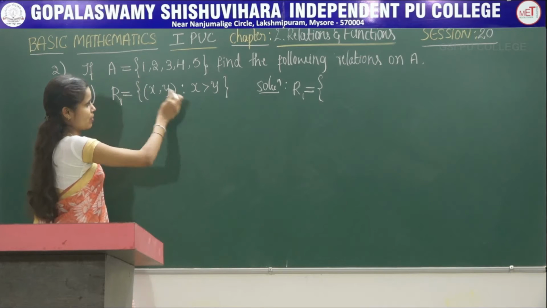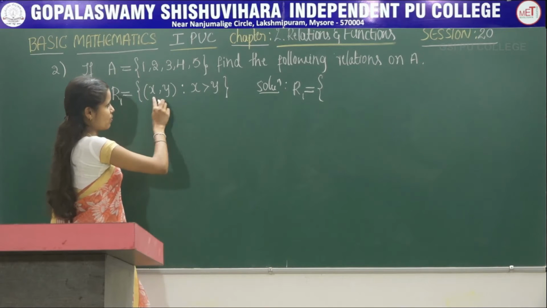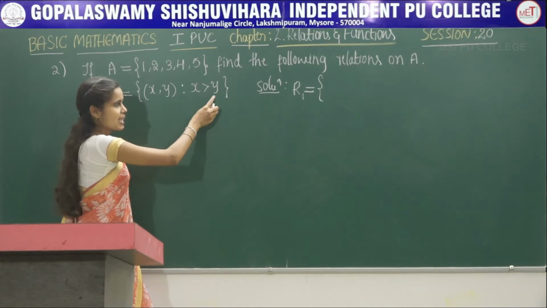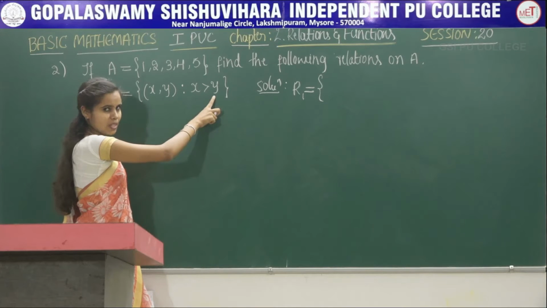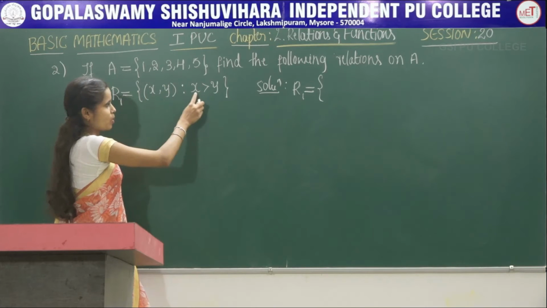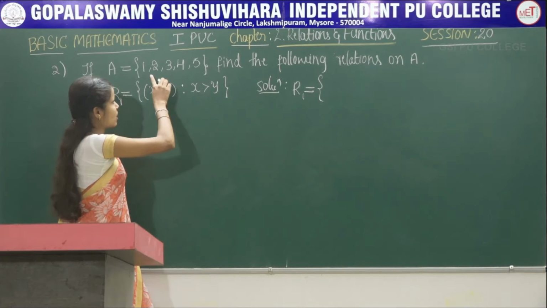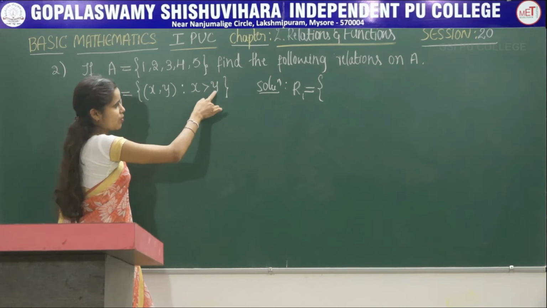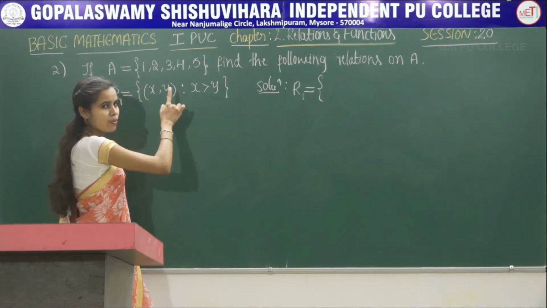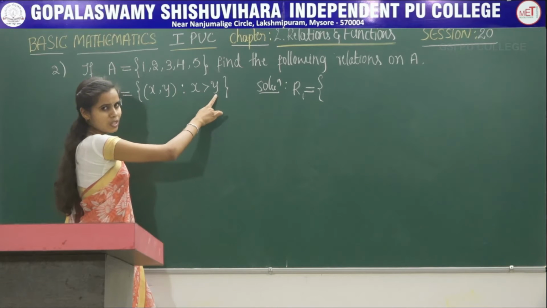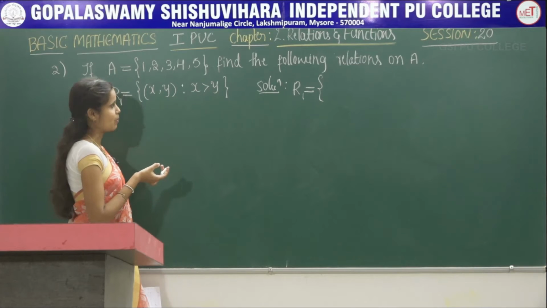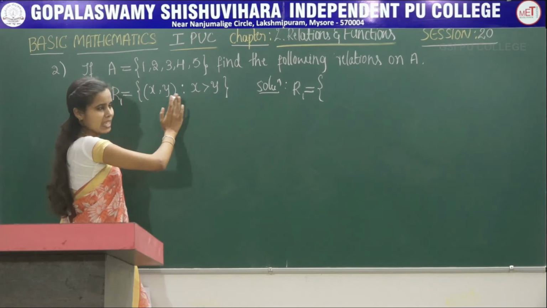So first verify (1,1). Here x is equal to 1, y is equal to 1. Is 1 greater than 1? False. Therefore ordered pair (1,1) is not an element. Next (1,2), 1 is greater than 2, false. Next (1,3), 1 is greater than 3, false. Next (1,4), 1 is greater than 4, false. Next (1,5), 1 is greater than 5, false. Therefore the ordered pairs (1,1), (1,2), (1,3), (1,4), (1,5) are not elements of the given relation R1.